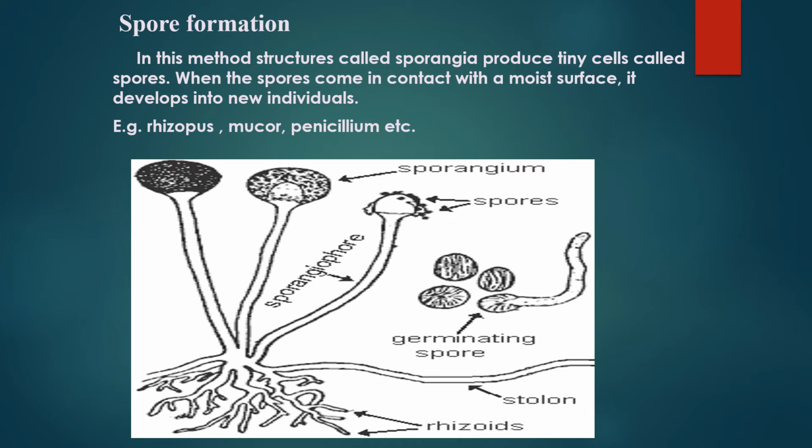And these spores are released into the atmosphere. These spores are very tiny and cannot be seen with naked eye. There are millions of spores floating in the air. These spores, when they fall on new substratum or growing material, they develop and germinate and develop into new fungal hypha. So example is Rhizopus, which is bread mold, Mucor, Penicillium, etc.